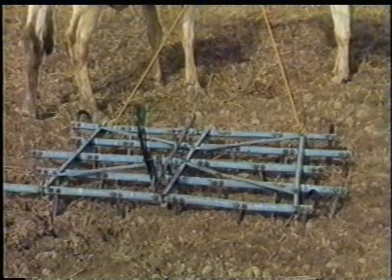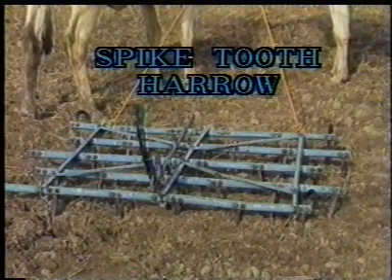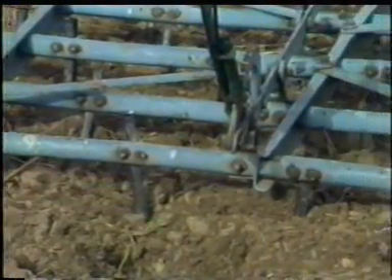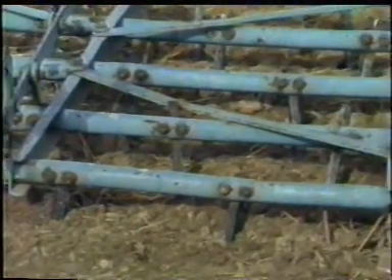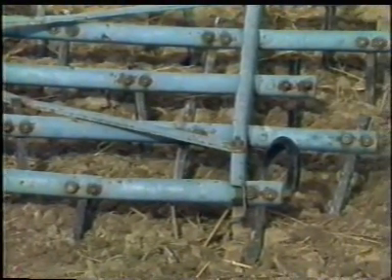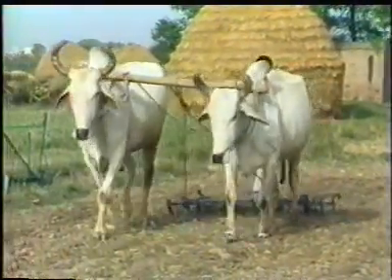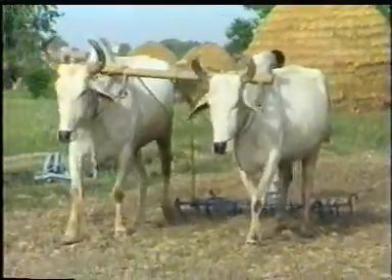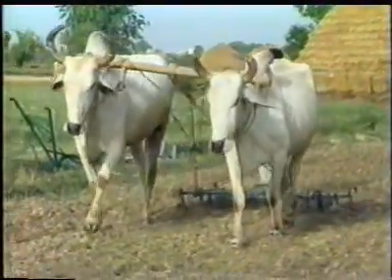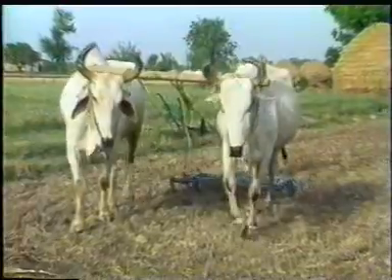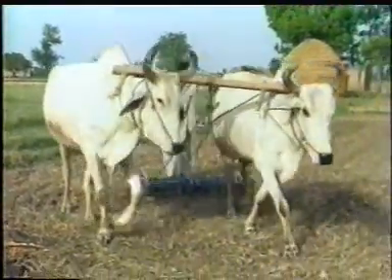The spike-toothed harrow has a rectangular frame. It has pointed steel pegs with their points towards the ground. It is commonly used prior to broadcast sowing of seeds and is also used after sowing to cover the seeds and for breaking the crust to facilitate germination of seeds.